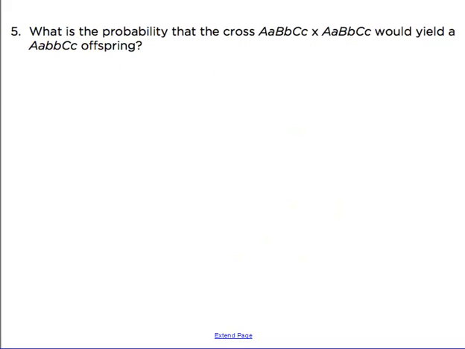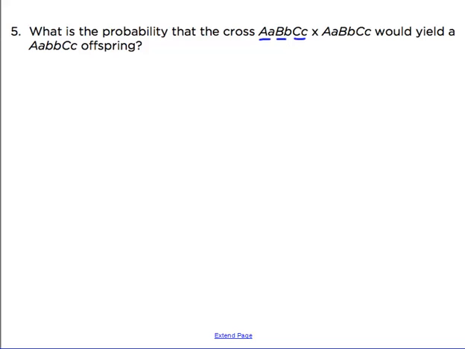Question 5 asks, what is the probability that the following cross would yield a big A, little b, big C, little c offspring? For this question, the way I would like to solve it is to do the simplified line method that I showed you in the earlier problem-solving videos. That is where you look at each separate gene locus, A, B, and C, separately as if they're a monohybrid cross, and then multiply across the probabilities.